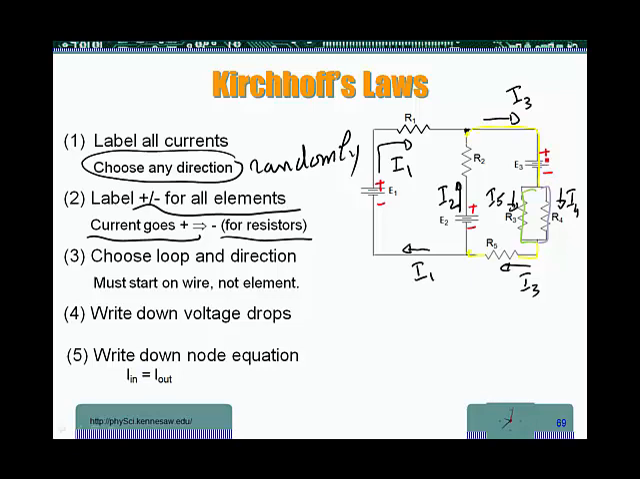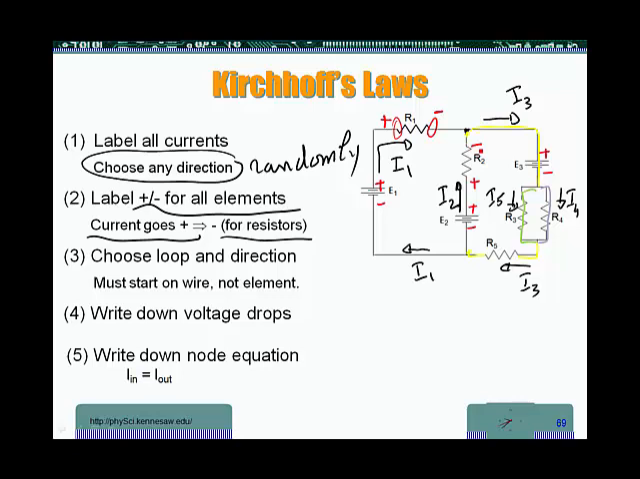Now for resistors, we check the currents that we have already assigned. For example, for R1, the current flowing through R1 is I1. I1 is entering from this side and exiting from this side. So this side where it is entering, we label as plus. This side where it is exiting, we label as a minus. Same thing, let's check out R2. The current is going from the bottom, so this side is plus, this side is minus.